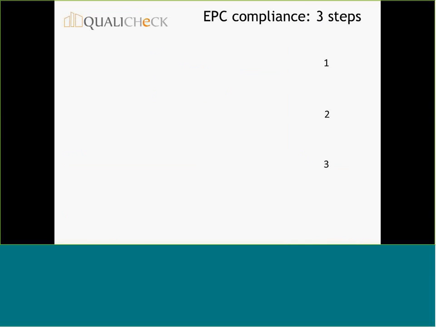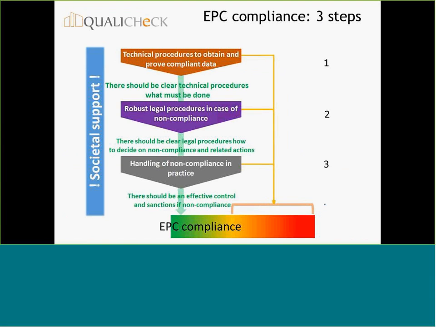So in order to get a compliant EPC, QUALICHECK identifies 3 steps. The first step is to have very clear procedures on how to determine and obtain input data and how to prove that these input data are compliant. The second step is to have very clear procedures on how to decide about non-compliance during the controls of the EPC and clear definition of related actions. And the third step is to have an effective control of the EPCs and EPC input data with sanctions.